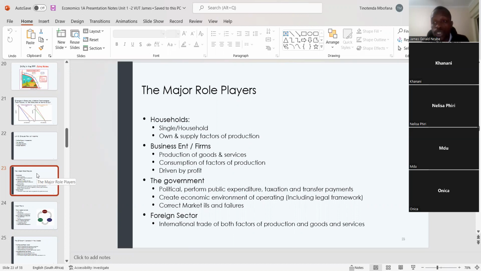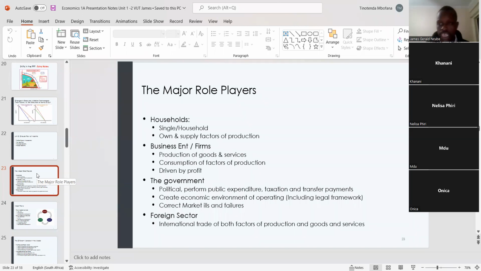So they want entrepreneurs within businesses. So they go to the households and get entrepreneurs for the business. So a business by its very nature does not own the factors of production, but it utilizes the factors of production. And businesses are driven by profit motive, right? We'll talk about this, I think, in unit 4, 5 or so. We're talking about profit maximization.